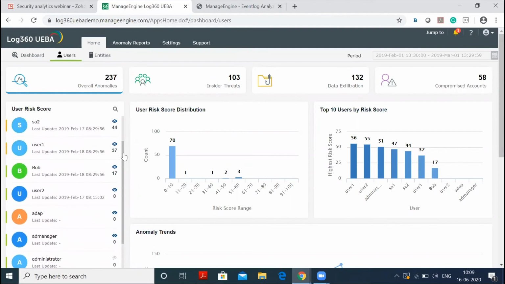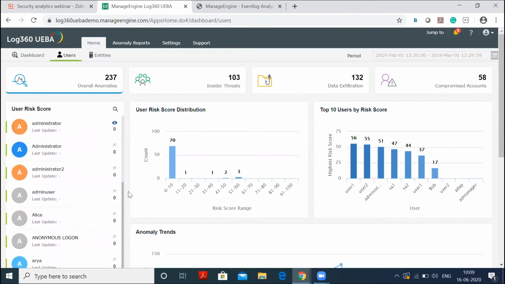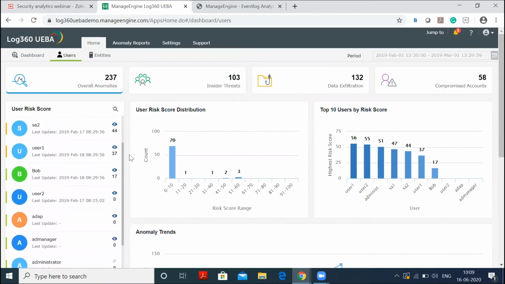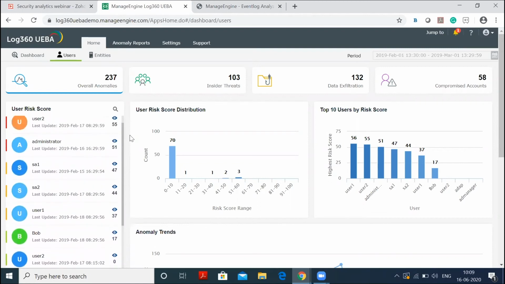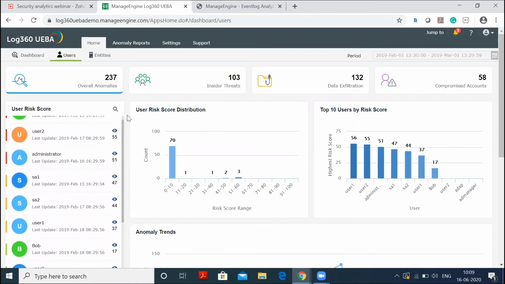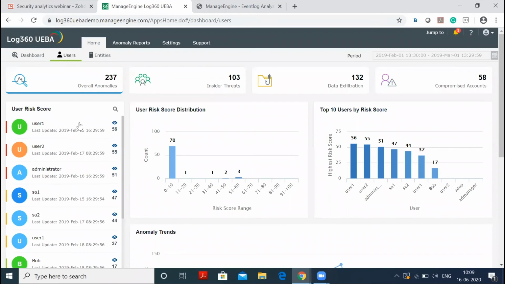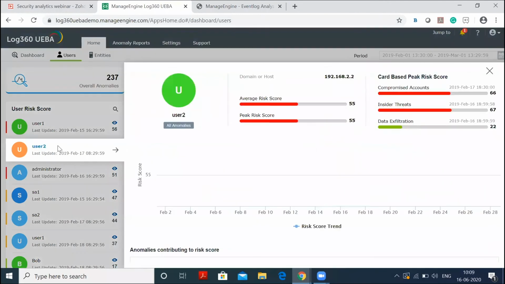And you can see that a lot of users have a risk score of 0, so you are not really concerned about them at this point. But you see that a few users have a high risk score. So you immediately know that you need to investigate these users. How you can do that is you simply click on a specific user that you want to investigate.